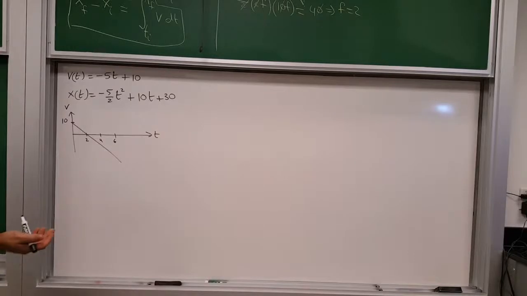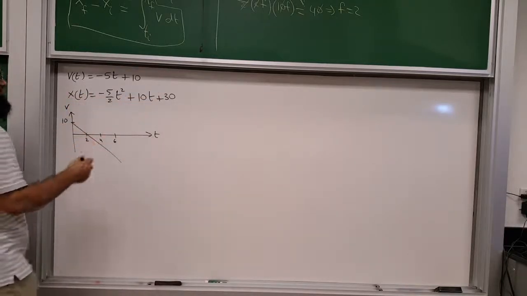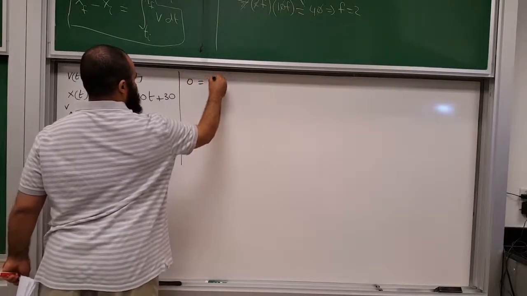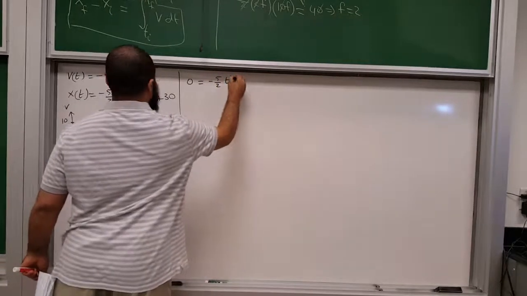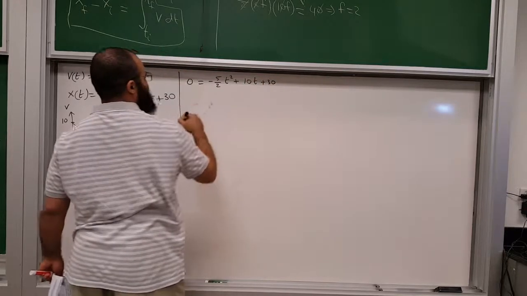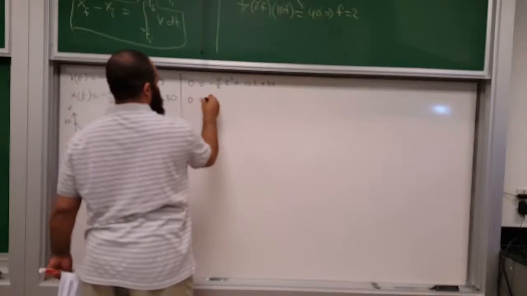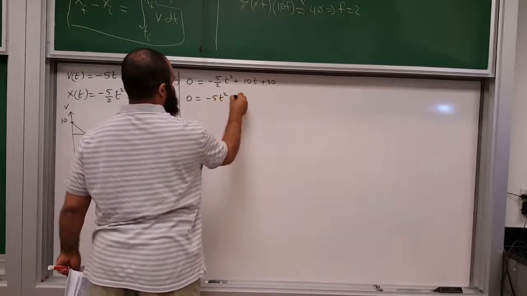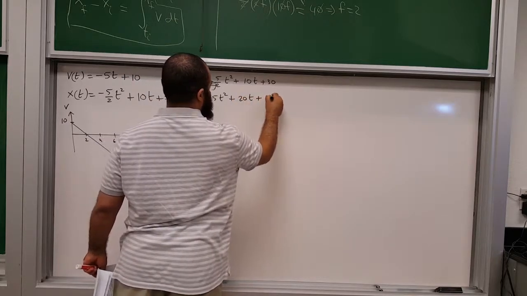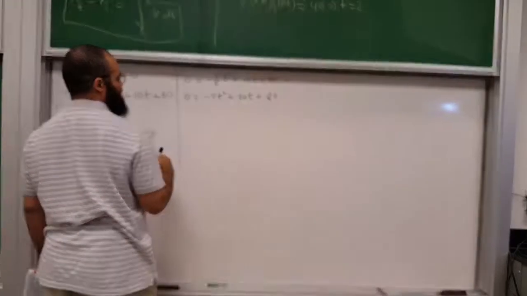If I want to ask when is the position equal to 0, I'll put 0 on the left side and solve for t. So let's do that. So for example, if the position is 0, so I have minus 5 halves t squared plus 10t plus 30. Let's multiply both sides by 2. So I get 2 times 0 is still 0. I get minus 5t squared plus 20t plus 60. And let's divide both sides by negative 5.